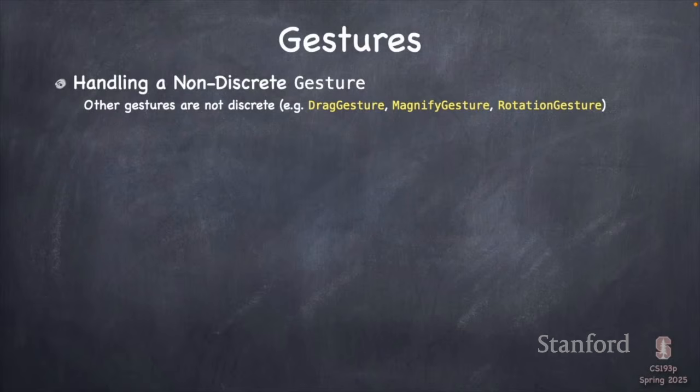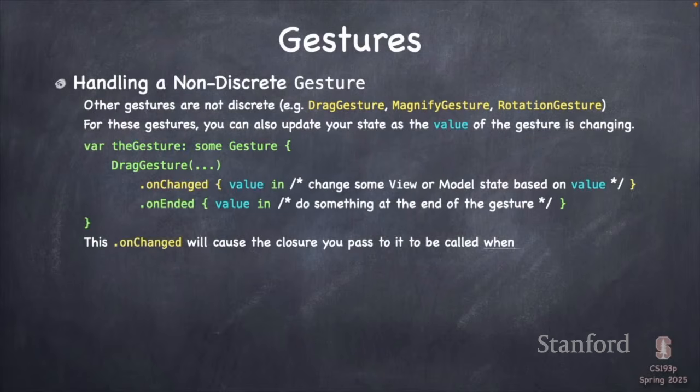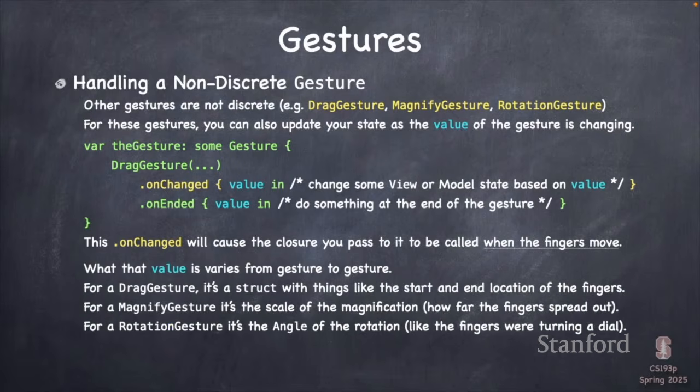which is pinching, and rotation, which is a cool gesture. I don't know if you know about it. You put both fingers on the screen and you turn like a knob, and it'll tell you the angle of the turning. That's called a rotation gesture. For these gestures, instead of just having .onEnded, you have another thing called .onChanged. And the onChanged closure has an argument to it, which is value. That blue value that you see right there is different for every kind of gesture. So for a drag gesture, that value is where the drag started and how far it's gone, and even things like the velocity of the drag. That's all in that value.